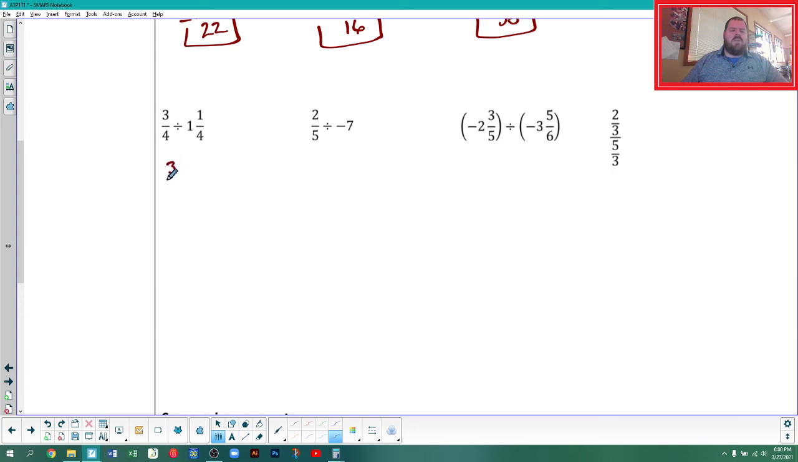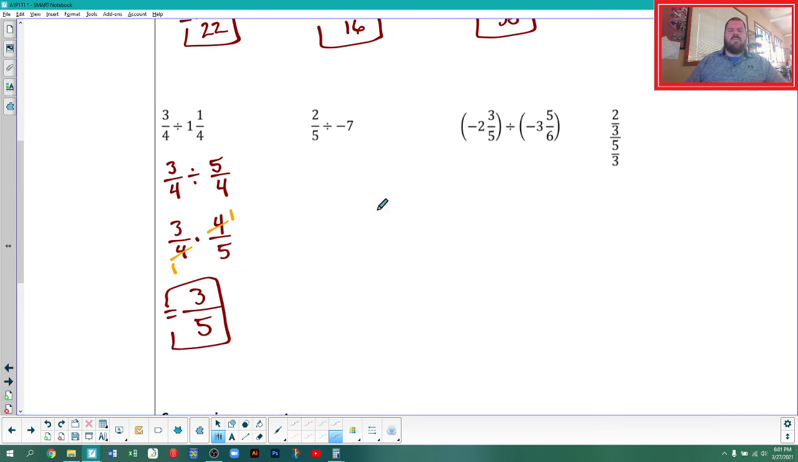Change this to an improper fraction. Divided by 5/4. Keep, change, flip. Cross reduce because I can. 3 times 1 is 3. 1 times 5 is 5. And we're done.